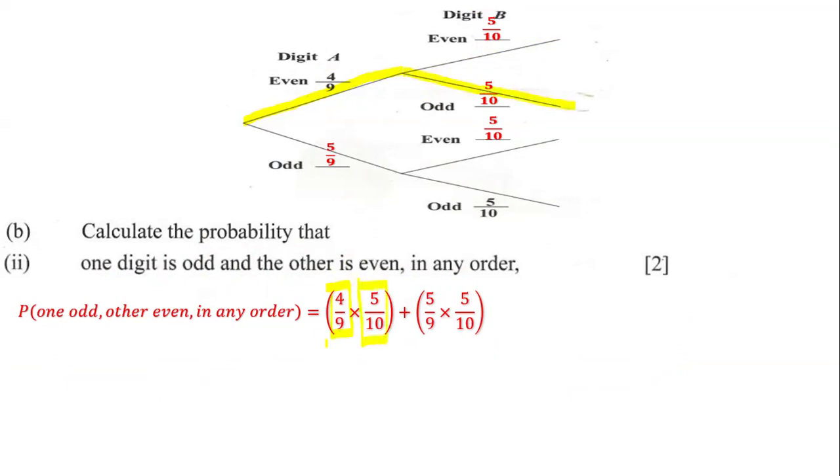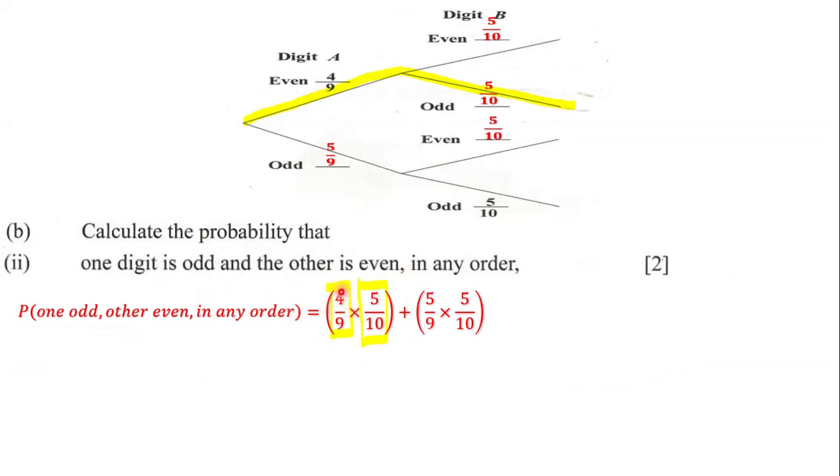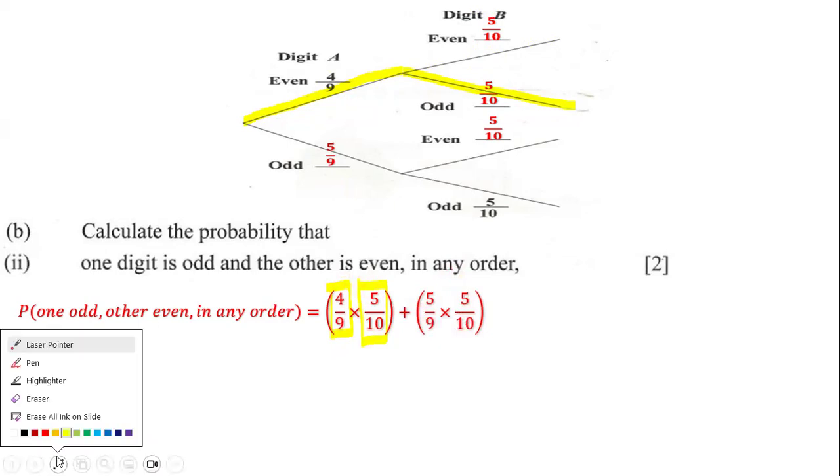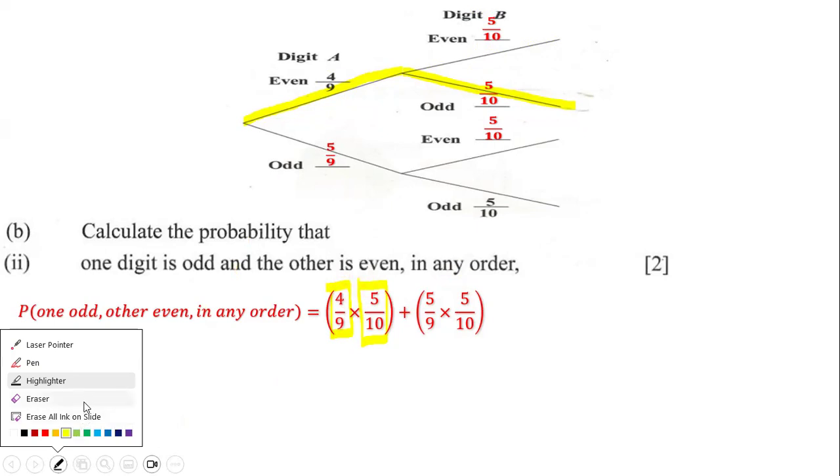So what does this product, or what does this multiplication indicate? That's going to be 4 over 9 because digit A is even, but digit B is odd. In this case, A is even, B is odd. Now we have to do A is odd, but B is even. And so what's the probability of us getting that? Let me use a different color.